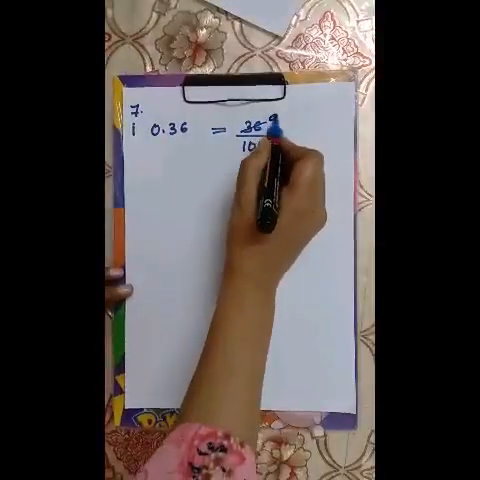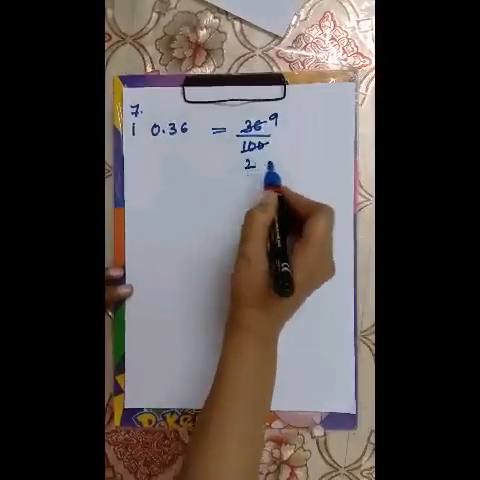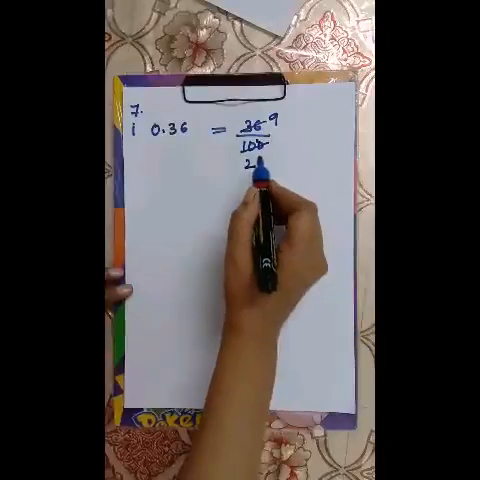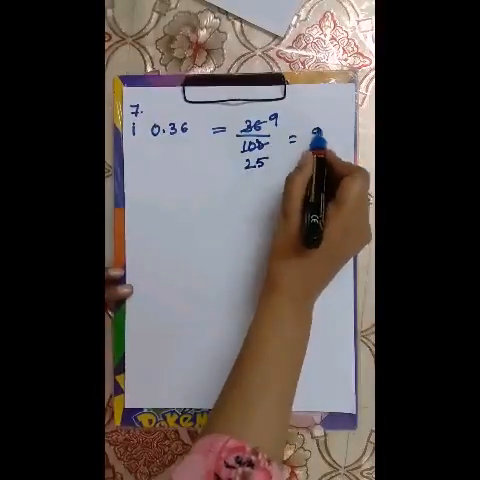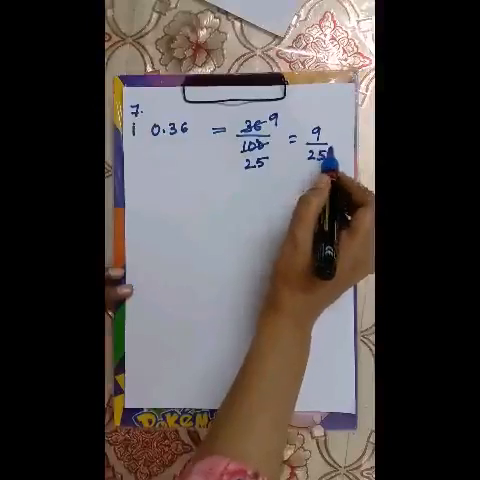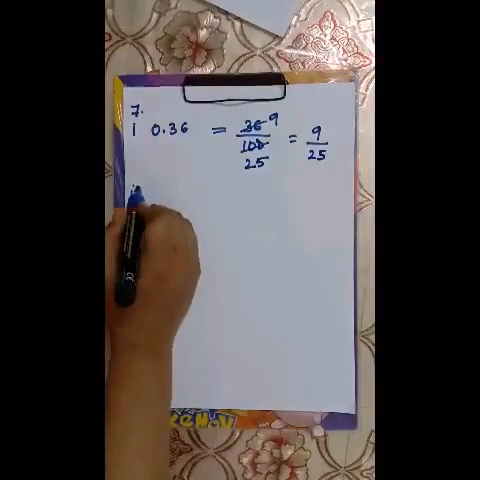4 9s are 36. 4 2s are 8. 2 is left. And 4 5s are 20. Answer is 9 by 25. Next, move to the second bit.